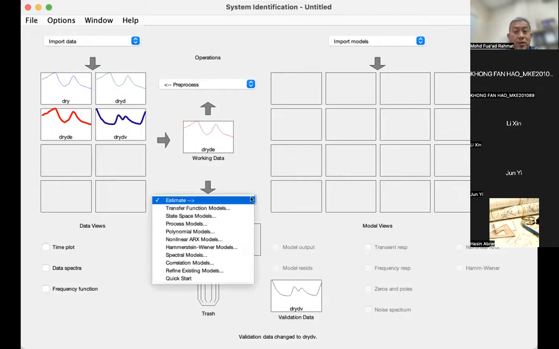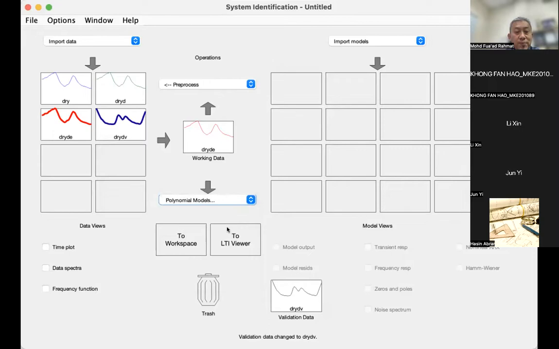Okay, estimate. So estimate what? Estimate transfer function model. We have state space model, process model, polynomial models, nonlinear ARX model, Hammerstein-Wiener. So this is the model structure that we learned in chapter 3. We want a parametric model, so it's polynomial models, which is number 4. So we choose number 4.